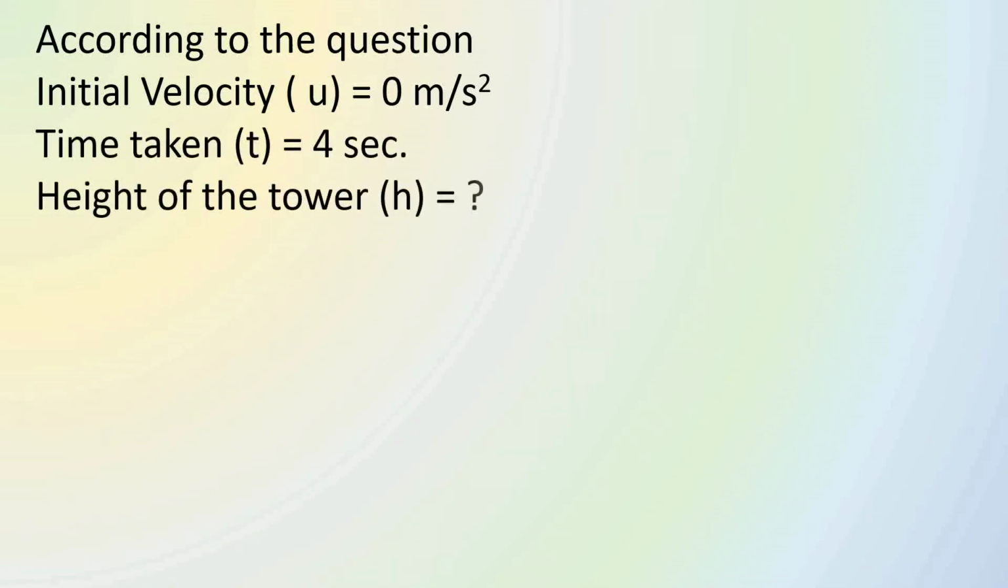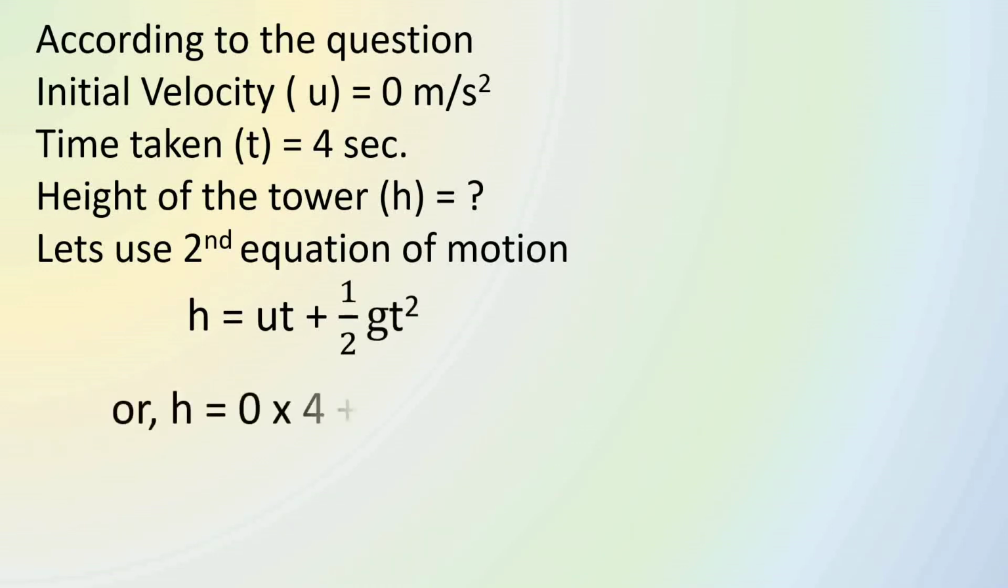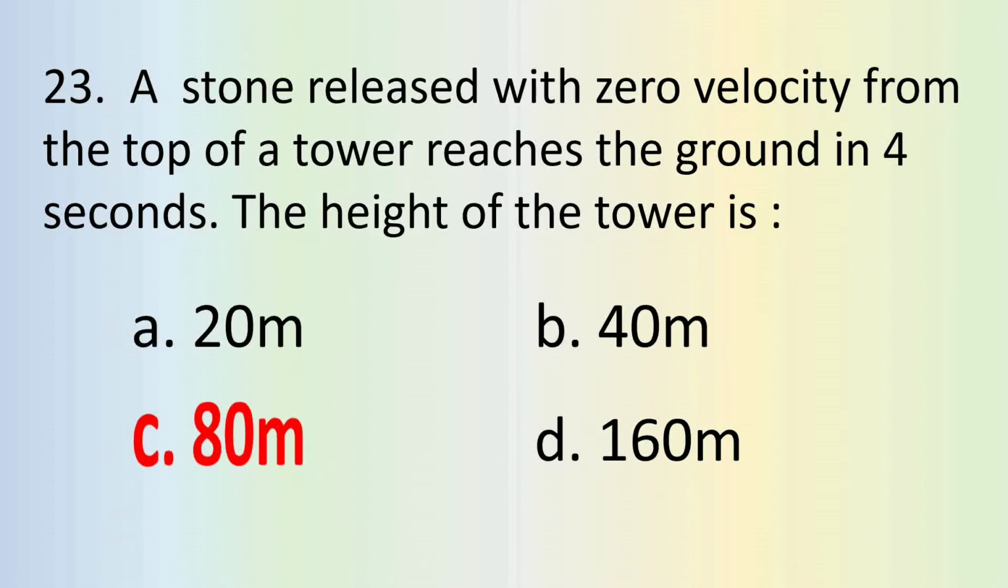According to the question, initial velocity u equals 0 meter per second, and time taken t is 4 seconds. We have to calculate the height of the tower. Let's use the second equation of motion, h equals ut plus 1 by 2 gt square. By using this equation, we can calculate the height of the tower, and it comes out to be 80 meter. So the height of the tower is 80 meter.